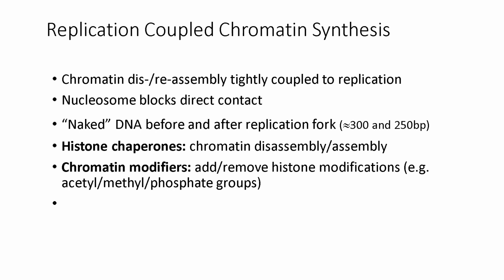As the replication fork progresses through the genome, chromatin structure must be dynamically managed. Nucleosomes are disassembled ahead of the fork to expose naked DNA for replication. Once replication passes, chromatin is reassembled to restore the structural and regulatory architecture of the genome. This disassembly and reassembly process is coordinated by histone chaperones, which manage histone recycling, and by chromatin modifiers, which regulate the addition or removal of histone modifications that influence gene expression and DNA accessibility.